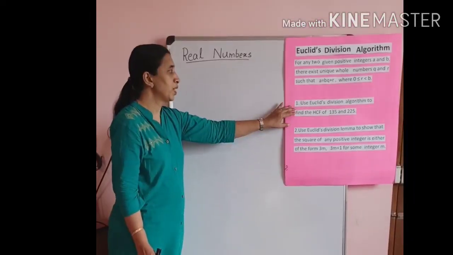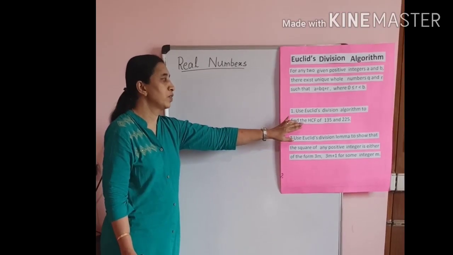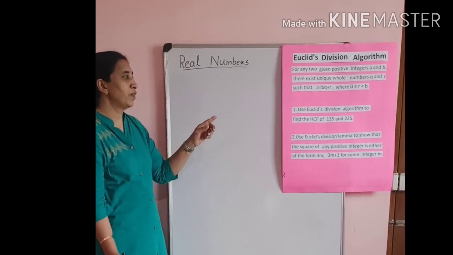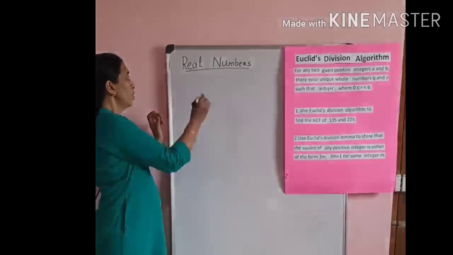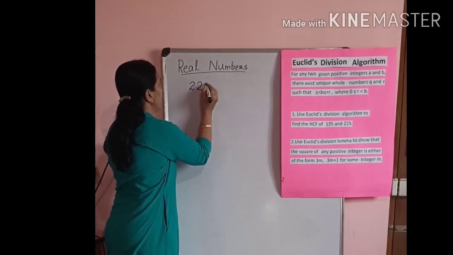Let's solve some problems from the exercise. The first one is: use Euclid's division algorithm to find the HCF of 135 and 225. Now we have two numbers, 135 and 225. Now 225 is greater than 135.